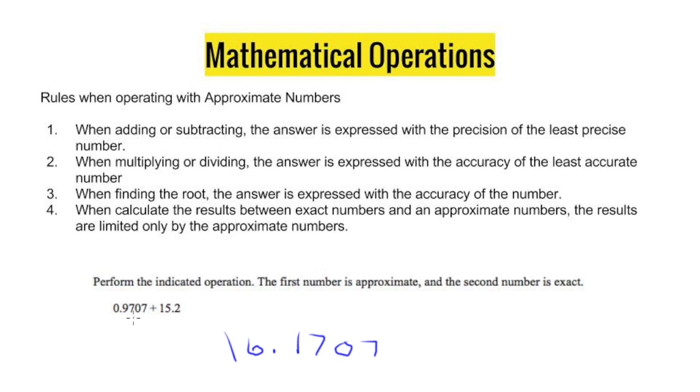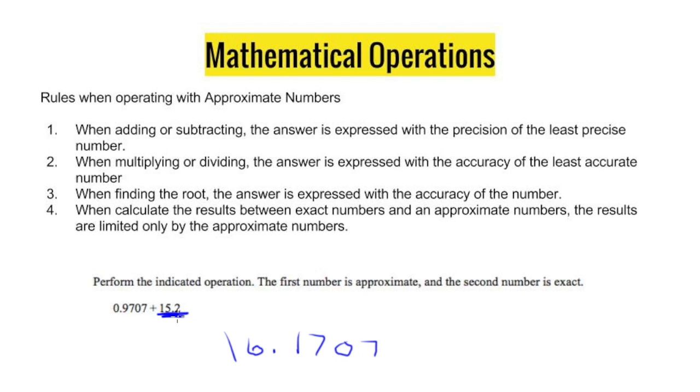So according to this, we are adding, and we're going to follow rule number 1. When adding or subtracting, the result is expressed to the precision of the least precise number. Well, in this case, the least precise number is 0.9707. Even though this is going to the tenths, hundredths, thousandths, ten-thousandths space, and this is only going to the tenths, this number is exact. We know this to be true.